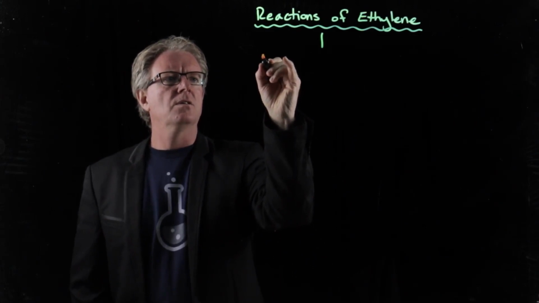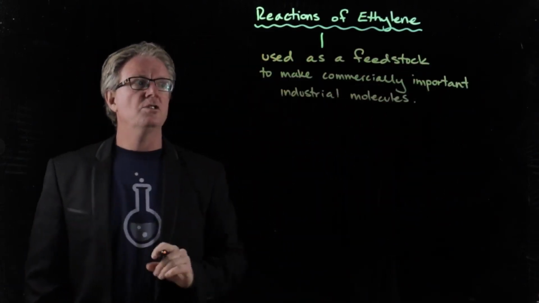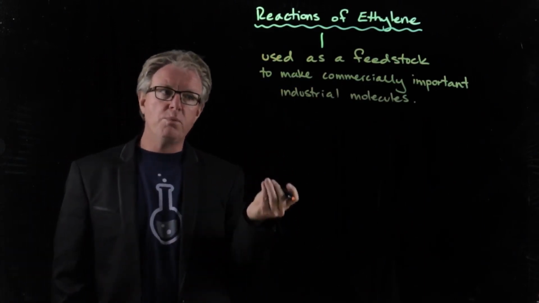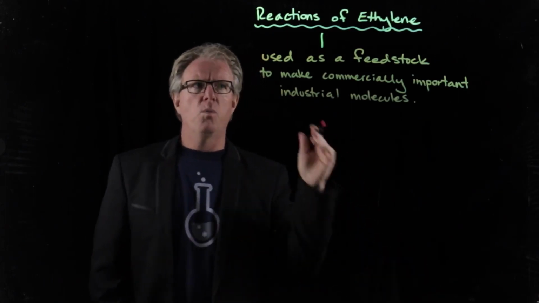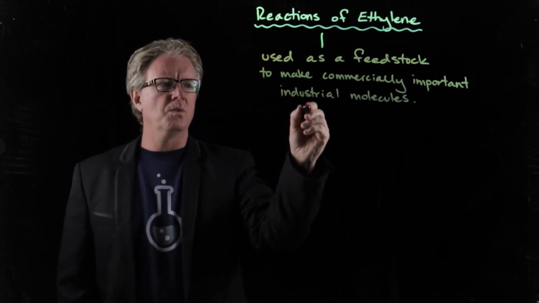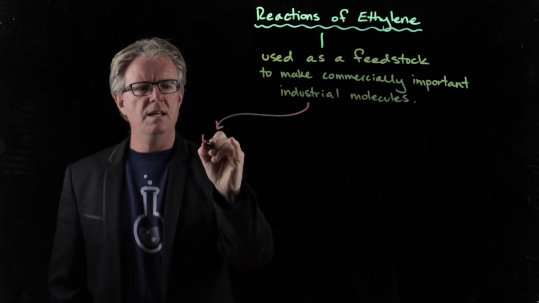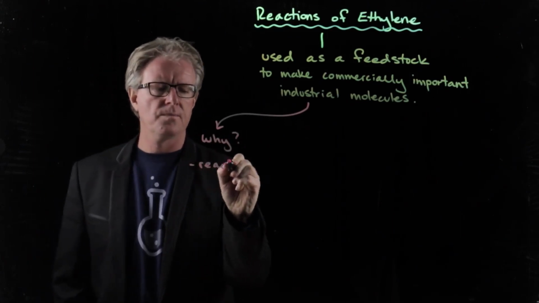Okay, so it's used as a feedstock to make commercially important industrial molecules. Now, why does ethylene do this? Why does it react like that? And here's the chemical reason. It has a reactive double bond.